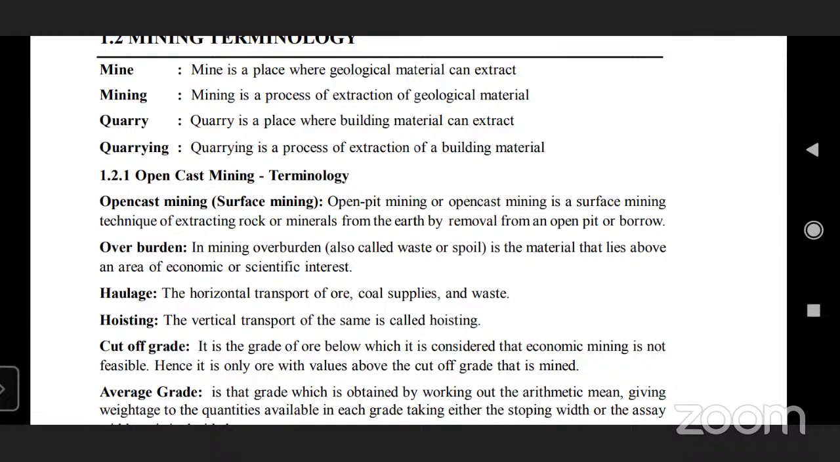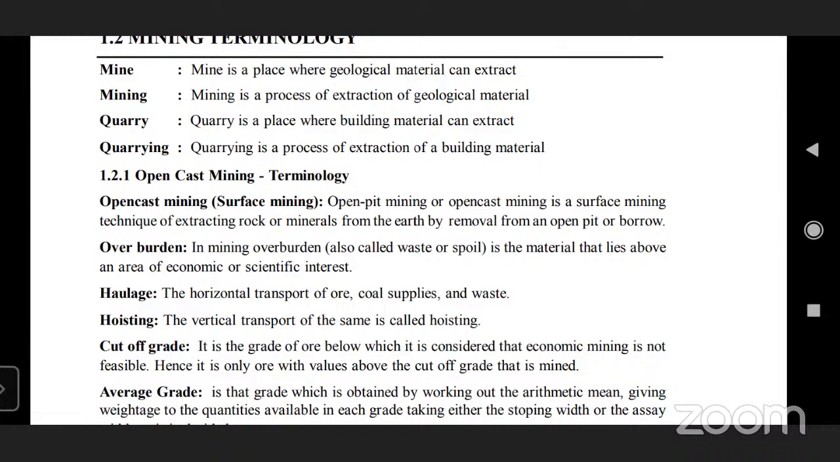Open cast mining, open pit mining, and surface mining are all similar terms. Open cast mining is a technique of extracting rock or minerals from the earth by removal from an open pit or borrow.